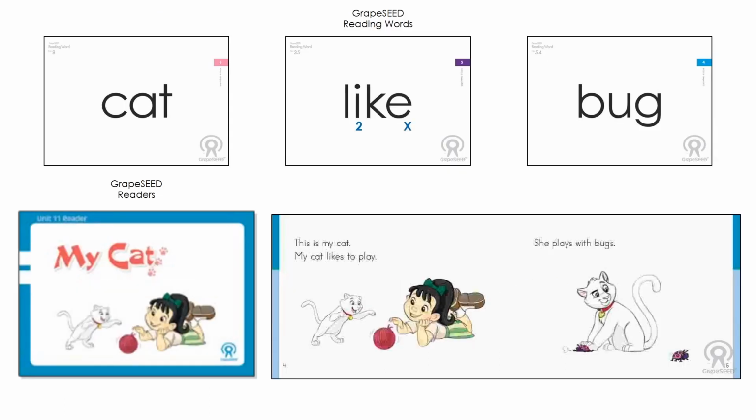Because of Grapeseed's well-controlled vocabulary, the students will have practiced and learned to assemble all the words necessary for them to start reading their readers with fluency. Because the students will have heard the words used in songs, chants, and stories, they have a greater understanding of what the words mean, giving them better comprehension of what they have just read.